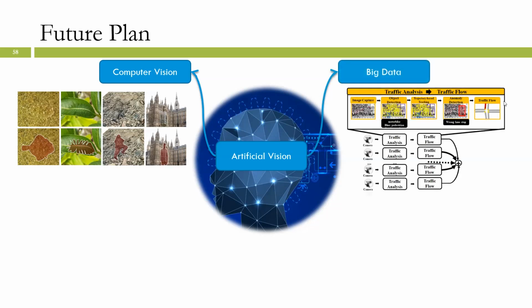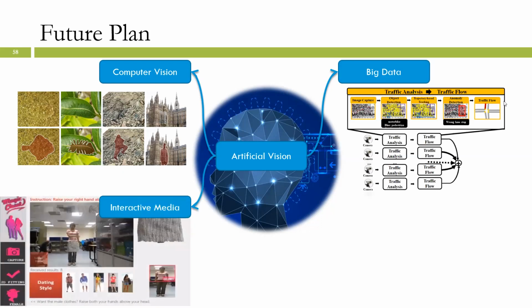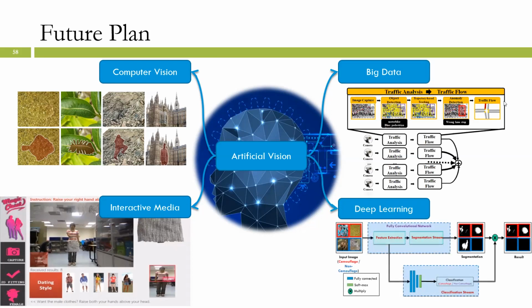And of course, we need big data for the models, and we should have interactive media. I mean, the models can interact with us humans. And of course, we must have deep learning, because deep learning should be the future.